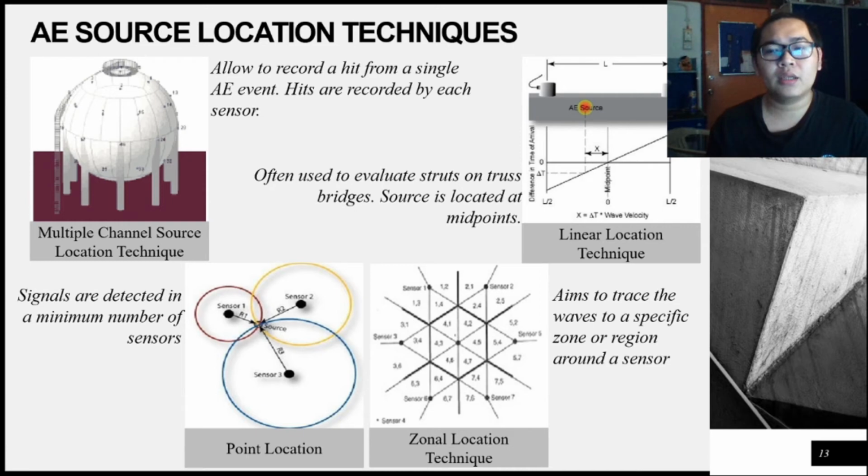And lastly is the zonal location technique, which aims to trace the wave to a specific zone or region around a sensor, where zones can be in length, areas, or volumes depending on the dimension of the array. Plus, when additional sensors are applied, arrival times and amplitudes help to pinpoint the source zone.